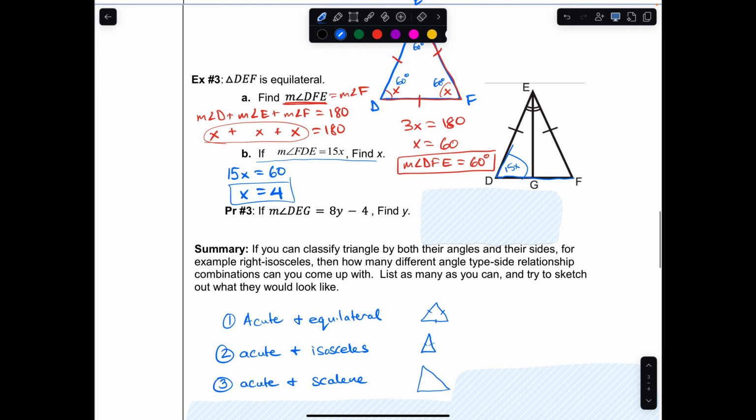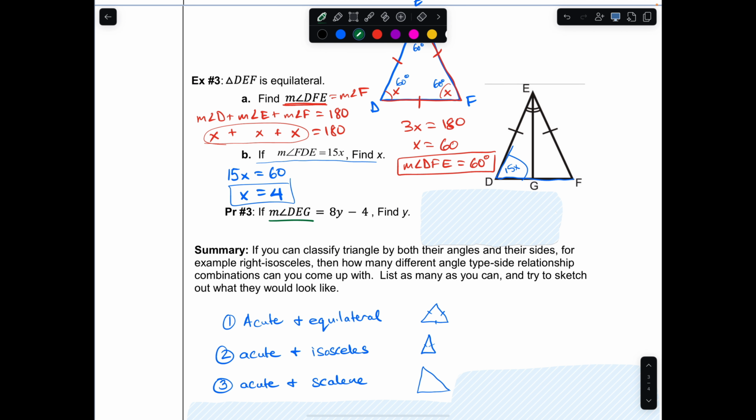All right, problem number 3. If the measure of angle DEG, I'm going to erase this part now, DEG, that's this angle here, if that is 8y minus 4, find y.